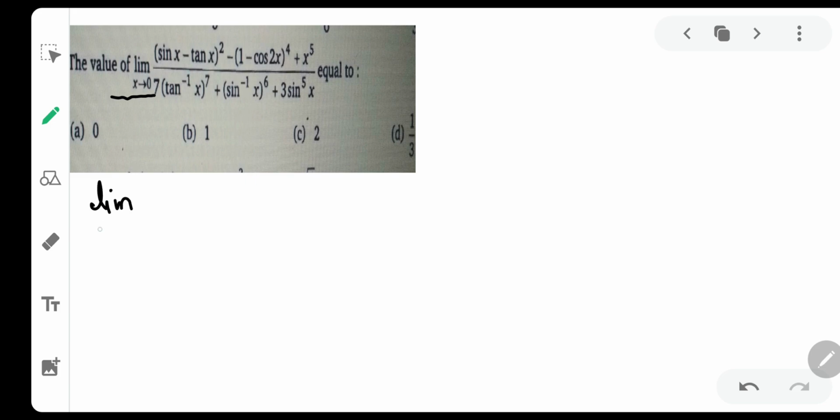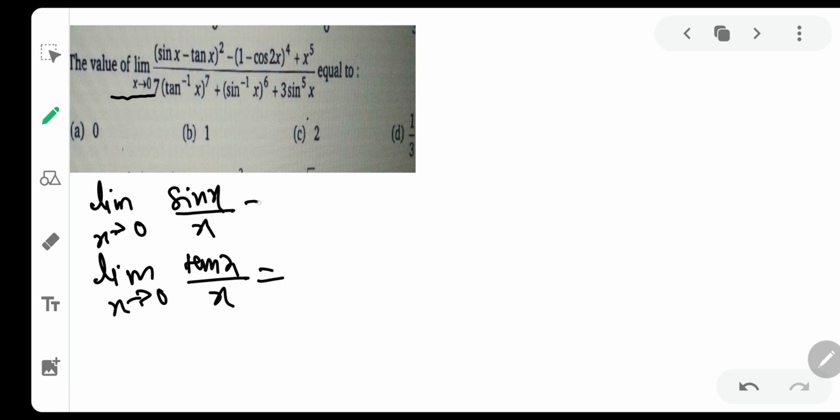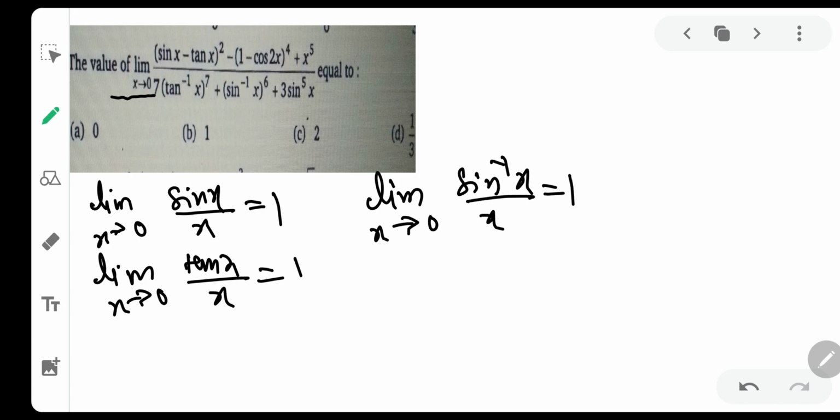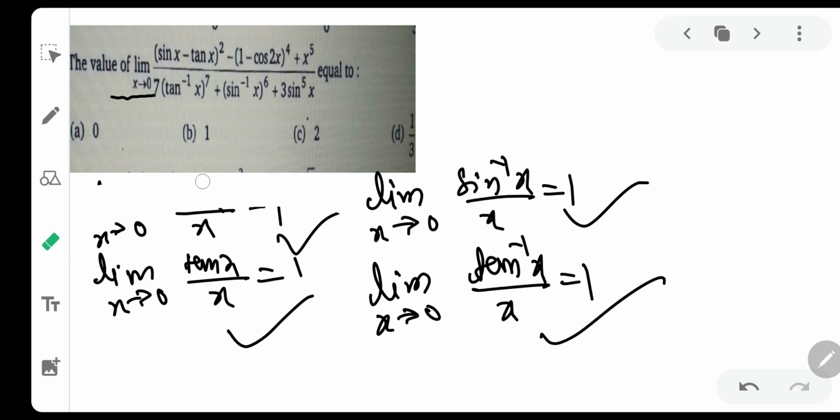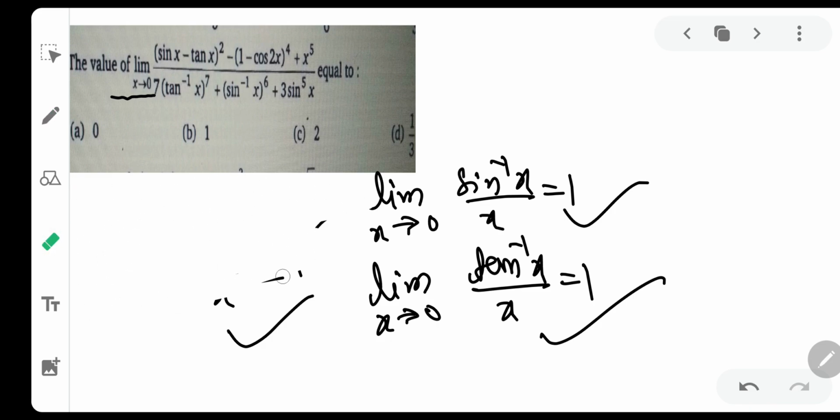First of all, the formula is limit x tends to 0 sin x upon x and limit x tends to 0 tan x upon x both are equal to 1. There are two more formulae. Limit x tends to 0 sin inverse x upon x is equal to 1, limit x tends to 0 tan inverse x upon x is also equal to 1. These four formulae you need to understand, then only you will be able to solve this question. Okay, so moving ahead, let us see this question.